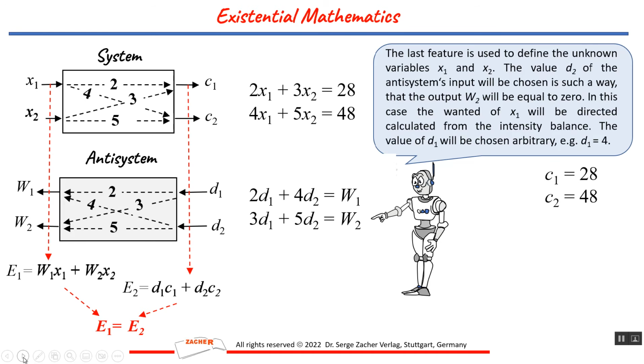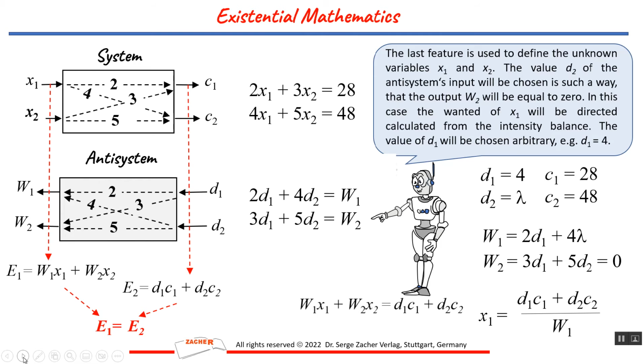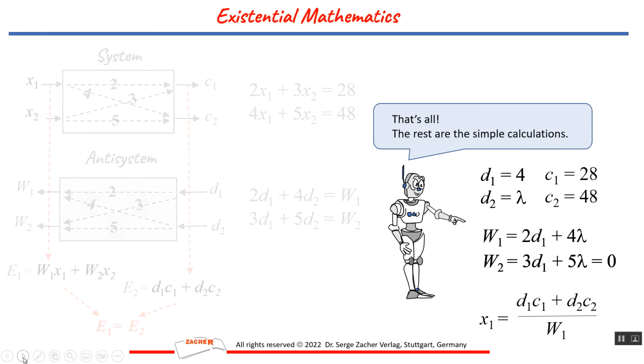The last feature is used to define the unknown variables x1 and x2. The value D2 of the anti-system's input will be chosen in such a way that the output W2 will be equal to 0. In this case the wanted x1 will be directly calculated from the intensity balance. The value of D1 will be chosen arbitrarily, for example here D1 equals 4. That's all. The rest are simple calculations.